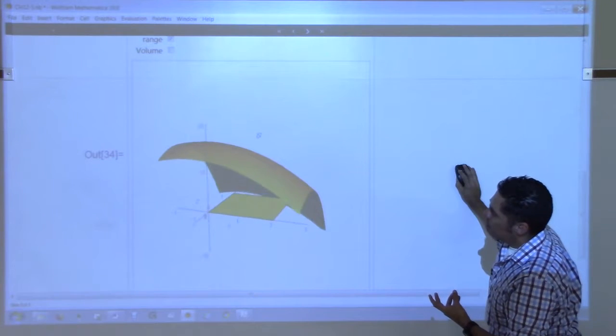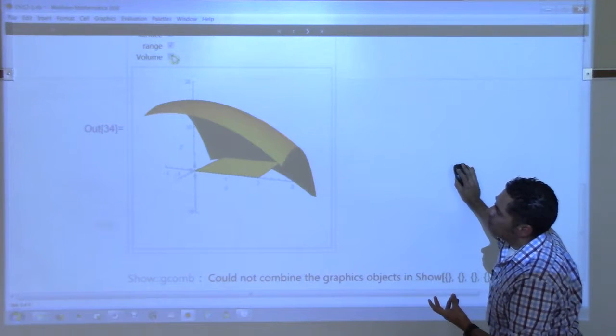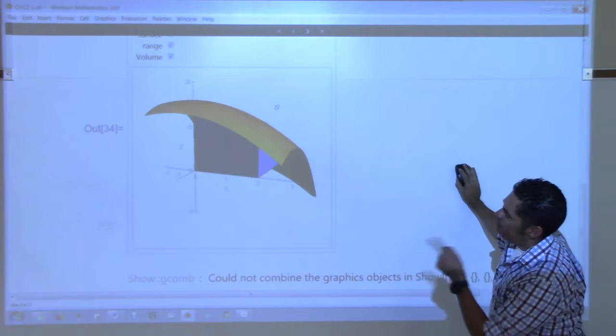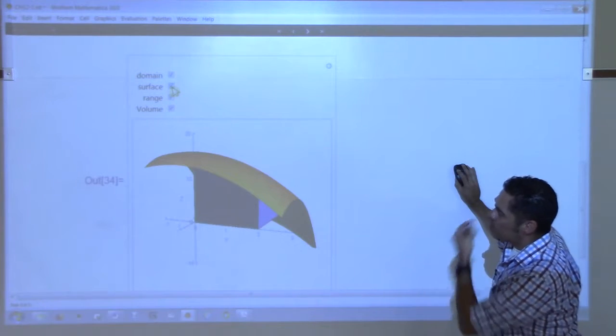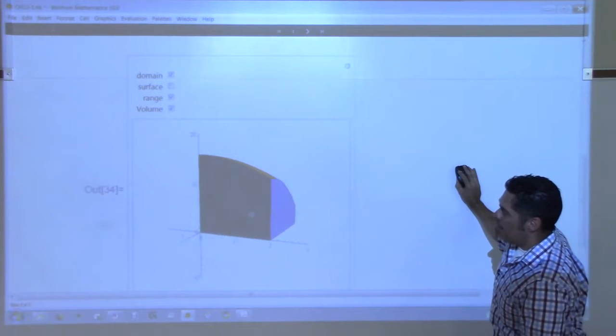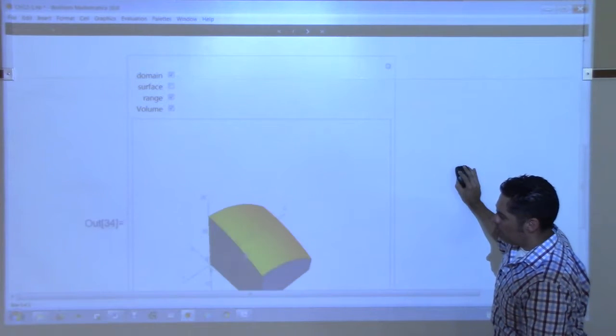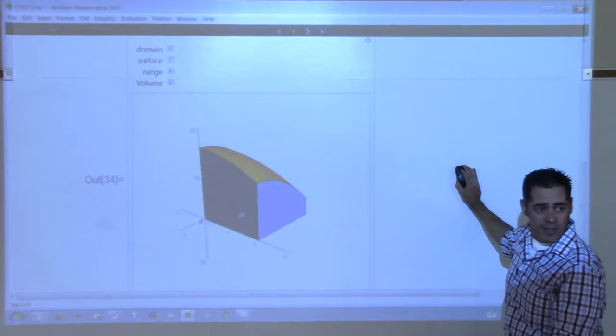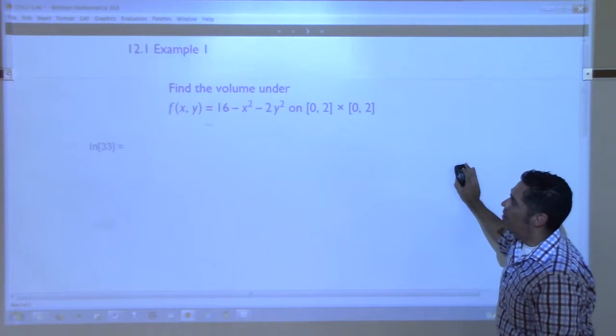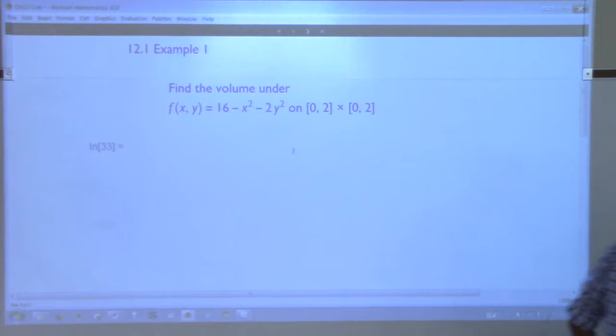And that means we're talking about that stuff. And let me take the surface back out. That is what we're looking for right there. We want to know the volume of that piece right there. Okay? Make sense? All right, so how do we find it? Let's do it.